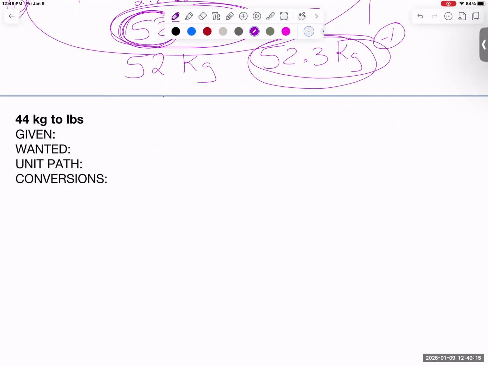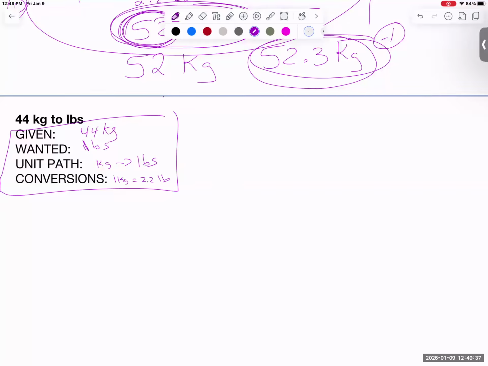So let's do it. The given is 44 kilograms. The wanted is pounds. My path is kilograms to pounds. And like I said earlier, you don't have to do all this part on your exam. This is just as I teach you to do it. It just helps you stay focused. So I need a conversion. I need to know that 1 kilogram is 2.2 pounds.